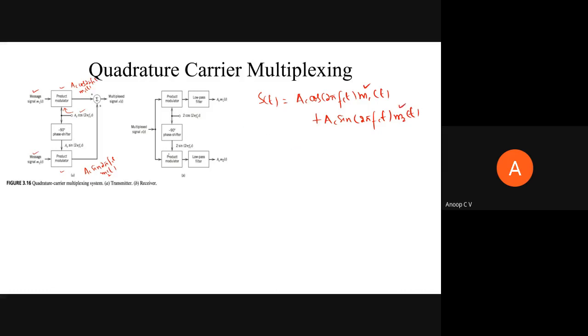So now at the receiver end, this is the quadrature carrier demultiplexing circuit. At the receiver end, we have to separate. We should get back m1 of t and m2 of t, right? So how to do that? These things in detail, you will study in your sixth semester digital communication.